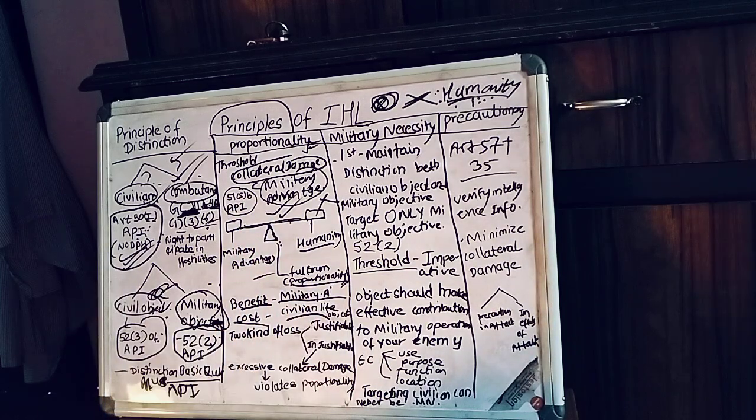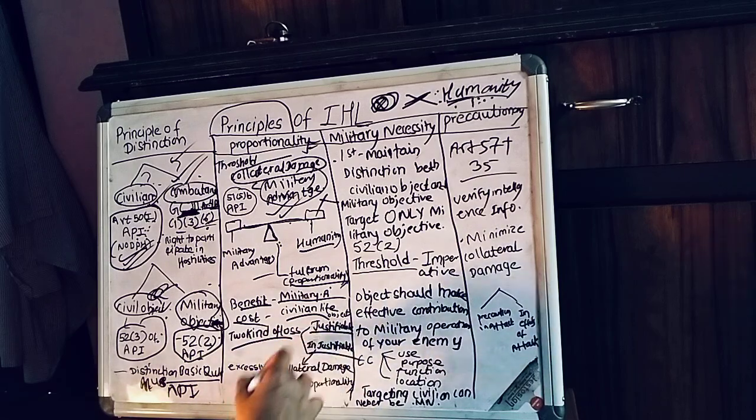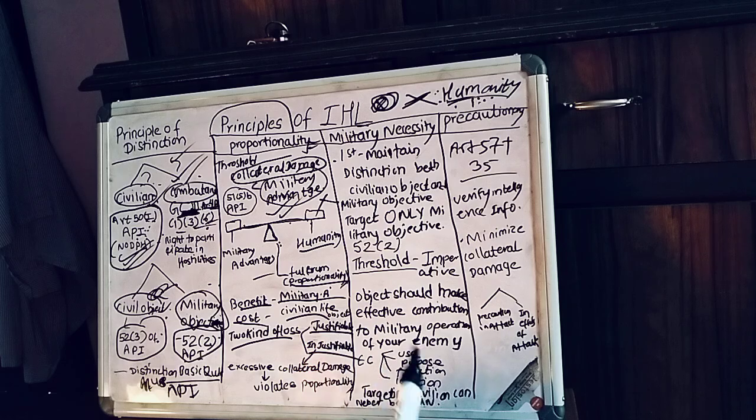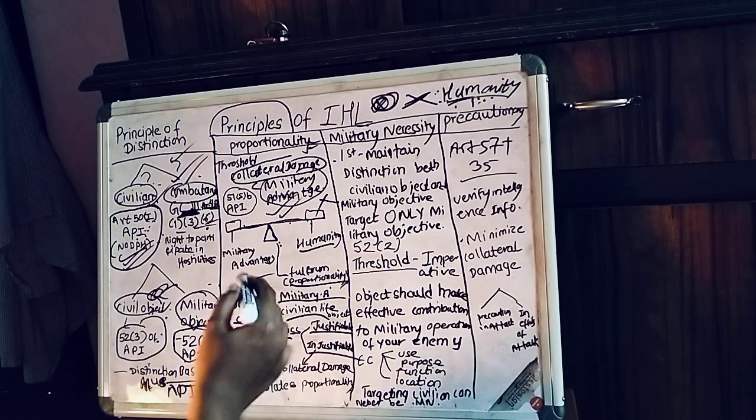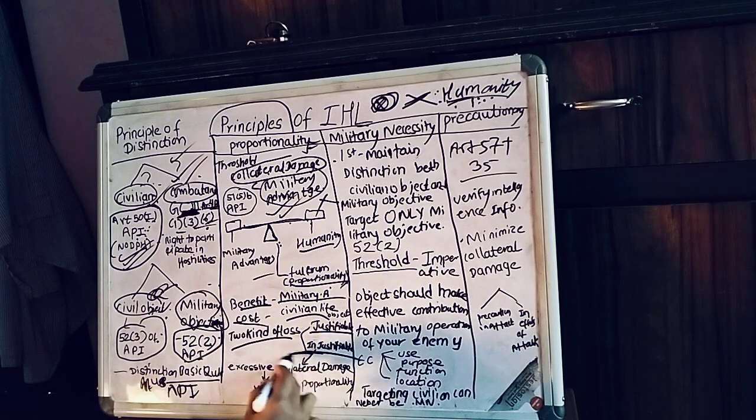Okay, so two kinds of loss might be there: justifiable and unjustifiable. Justifiable loss means there is little or no collateral damage, but unjustifiable loss means the collateral damage is extremely excessive. This violates proportionality because it has to be proportional.